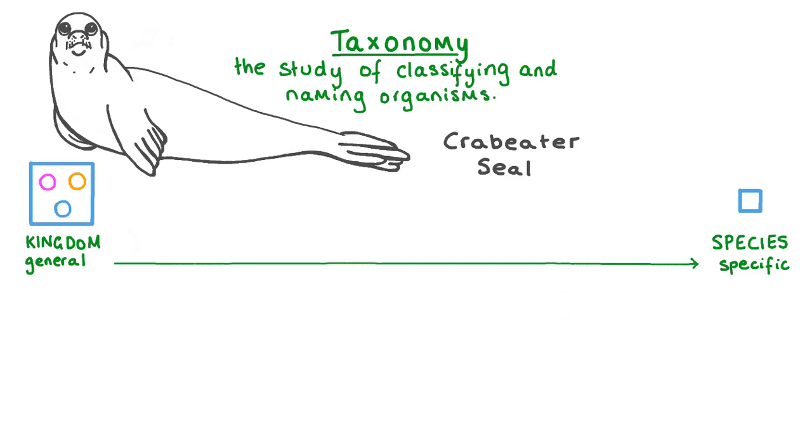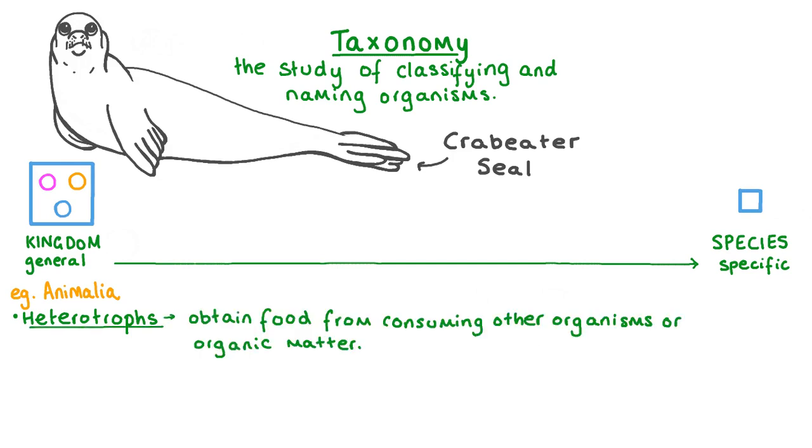Let's look at an example of an organism, the crab-eater seal, to see how it can be classified into each taxonomic group in between. Crab-eater seals belong to the Animalia, or the animal, kingdom. This is the same group that includes tiny ants, huge elephants, and even us humans. One of the key features that all organisms that belong to the kingdom Animalia share is that we are all heterotrophs. We all obtain our food by consuming another organism, or a once-living organism's organic matter.